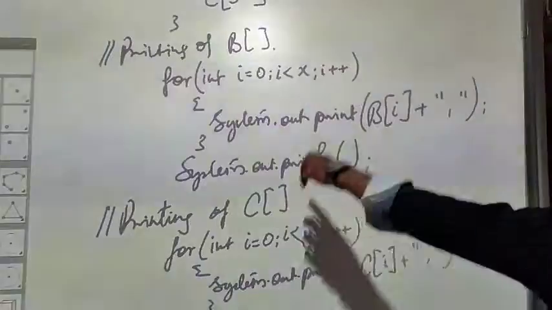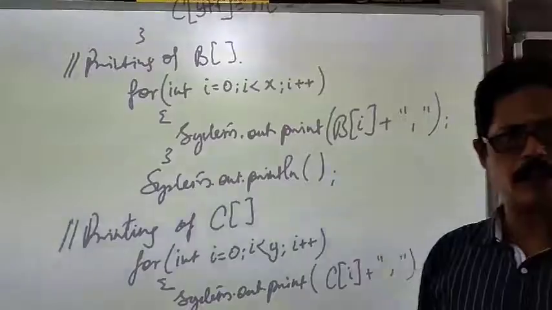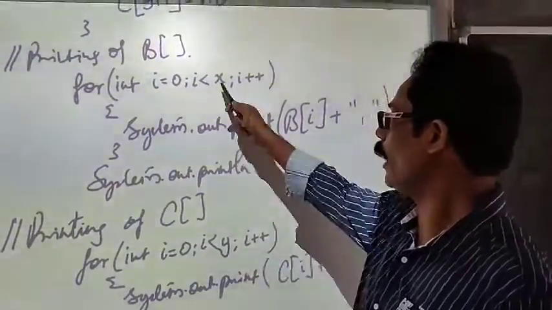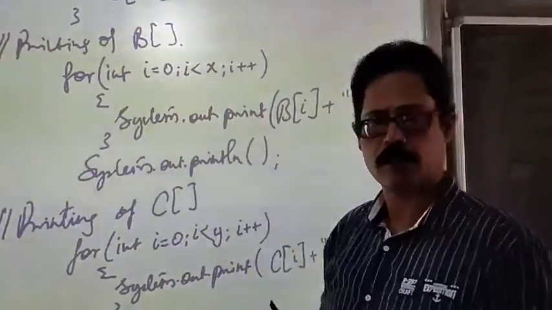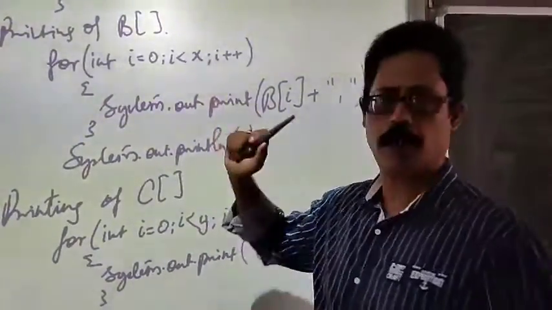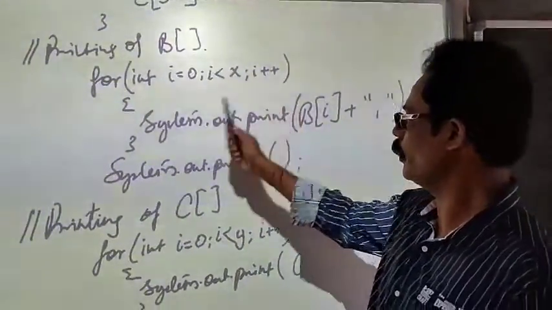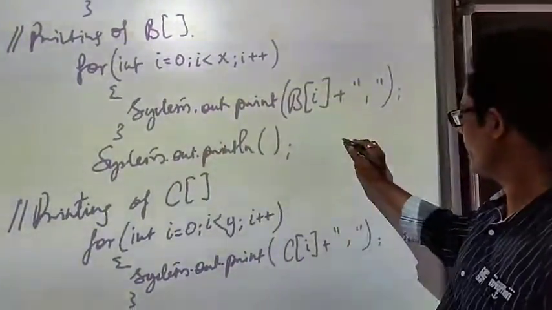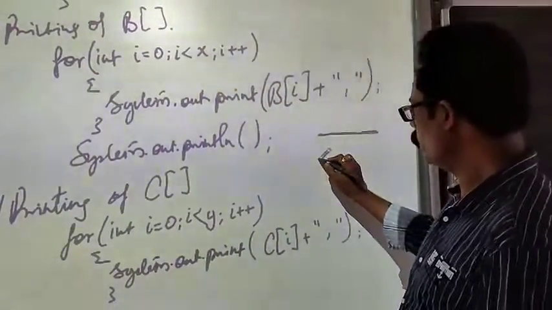So in a horizontal format, for int i equal to 0, i less than x. Remember, there can be any number of even numbers, there can be any number of odd numbers. That's why we cannot write i less than B.length or i less than 15. Here also we cannot write i less than C.length, or i less than 15. So you have to be very careful while you are printing. For int i equal to 0, i less than x, i plus plus, System.out.print(B[i] and comma). After you have printed B, you need to move to the next line in order to print C.